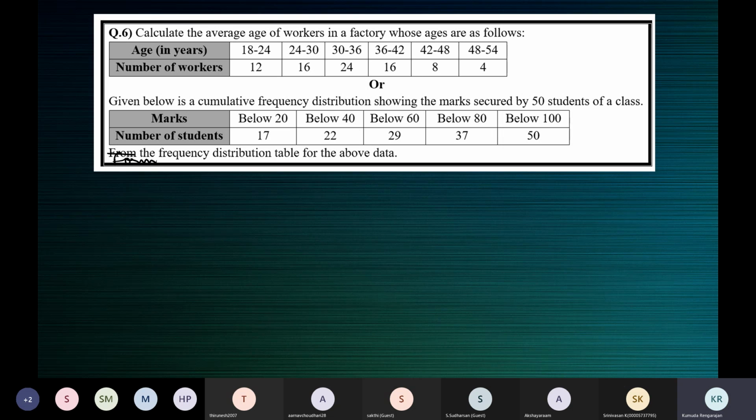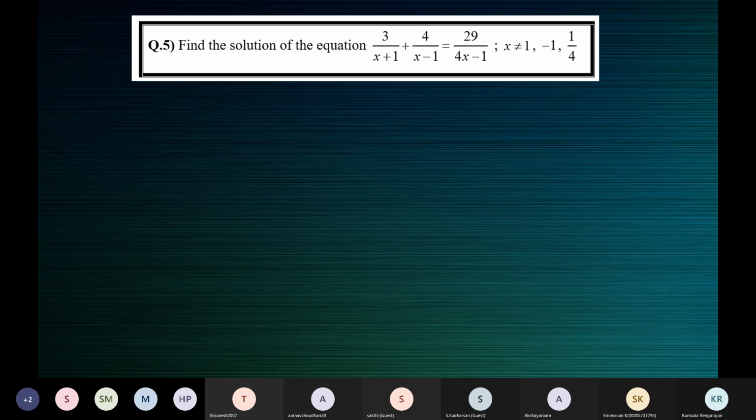0 to 20, 20 to 40, 40 to 60, 60 to 80, 80 to 100 are the class intervals. Frequencies: 17, 5, 7, 8, and 13. Good. Yes, solve this equation.